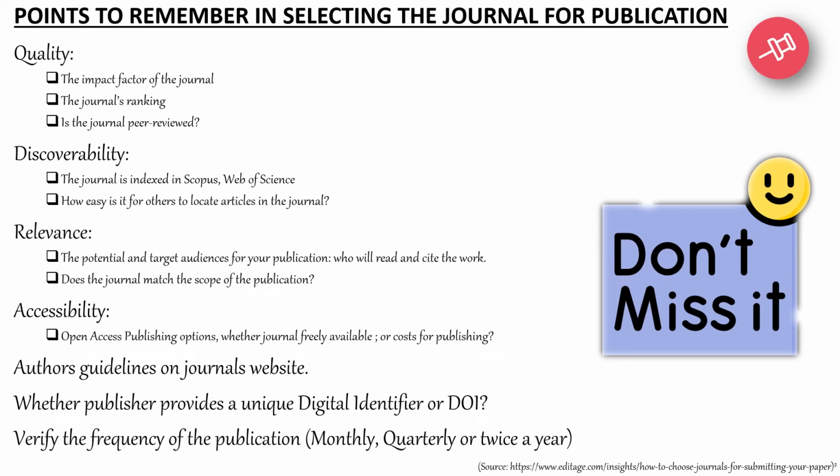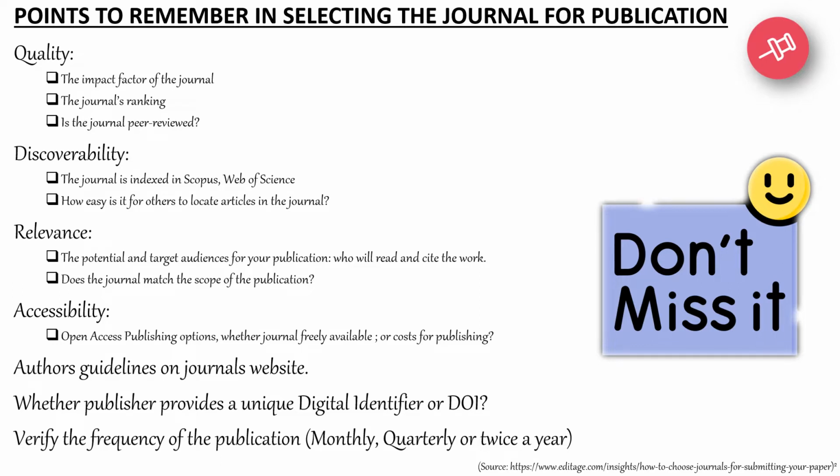Points to remember in selecting the journal for publication. Here are some points to be remembered while you are selecting your journal for publication. First is the quality. You should know about the quality of the journal, which includes the impact factor of the journal, the journal's ranking, and whether the journal is peer reviewed or not.